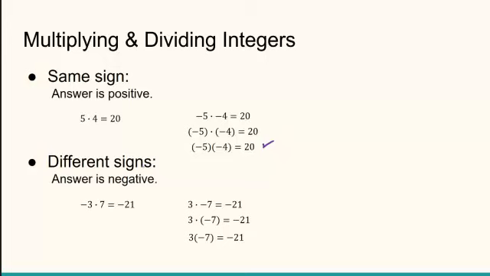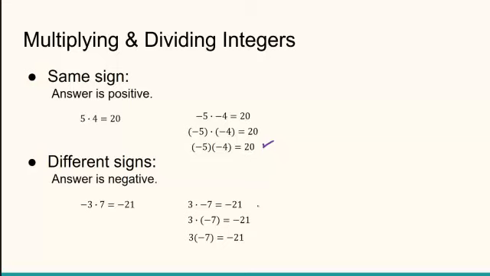So if I have different signs, the answer is negative. Negative 3 and a positive 7. The signs are different, so therefore I have a negative answer of 21. Likewise, let's look at 3 times a negative 7. The signs are different. The answer is negative.